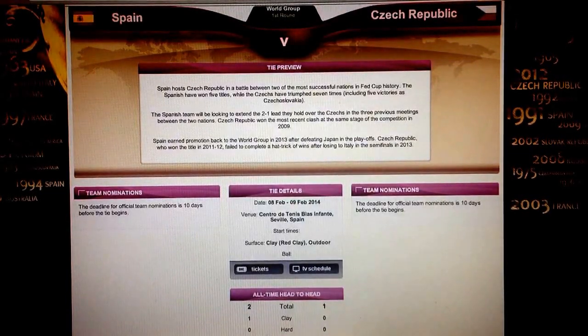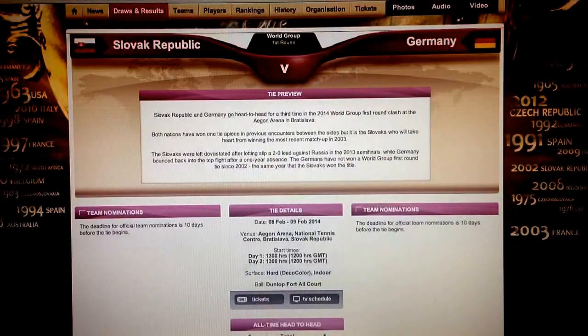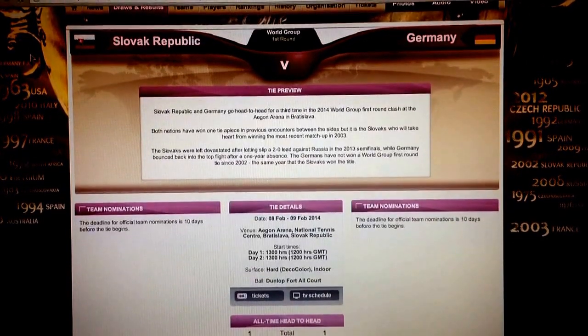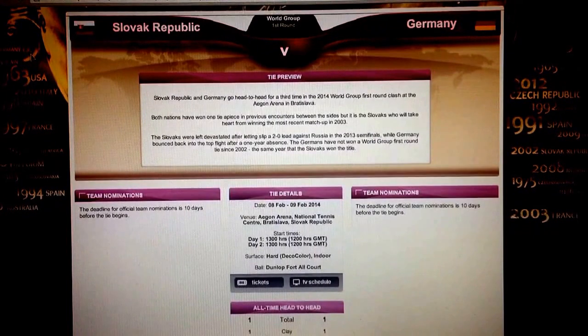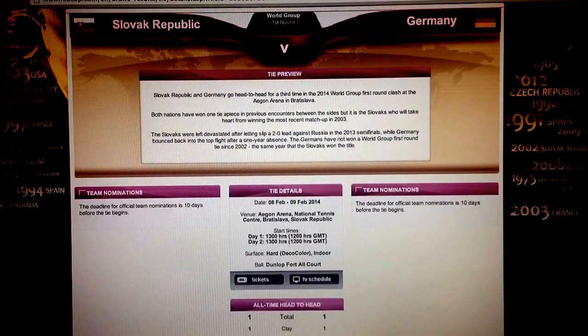And then, last but not least, we have two more left. We have Slovak Republic and Germany, and I tell you, poor Germany. I mean, they've got it even worse luck than Japan. I mean, this has been going on. If you look at that little summary there, it says they haven't won a first round since 2002. This isn't because they play badly. It's because they always have such tough competition early on.